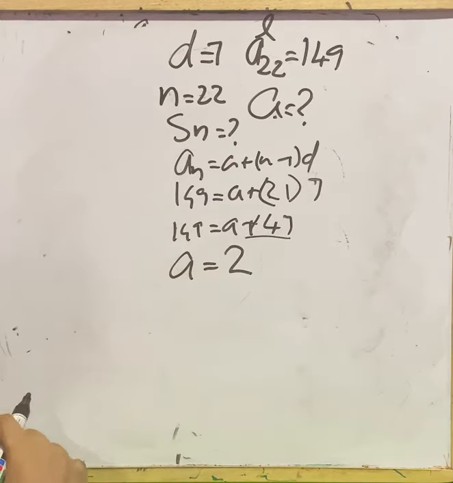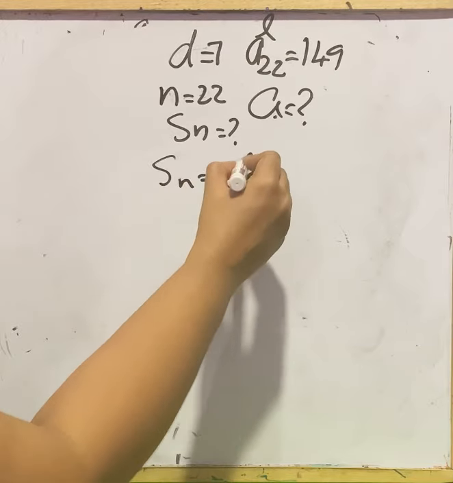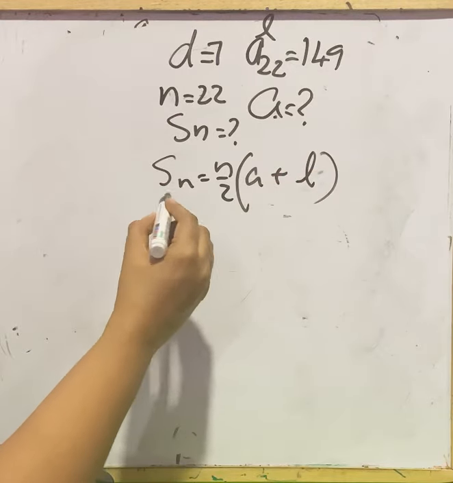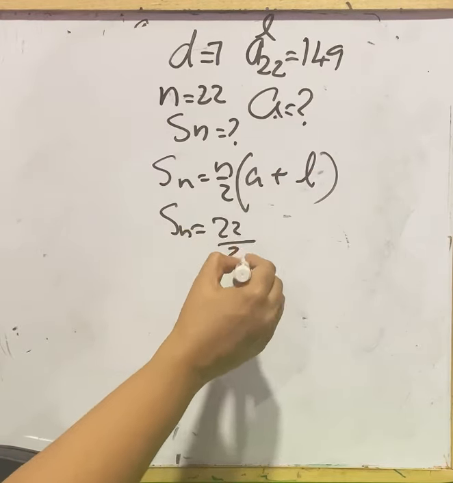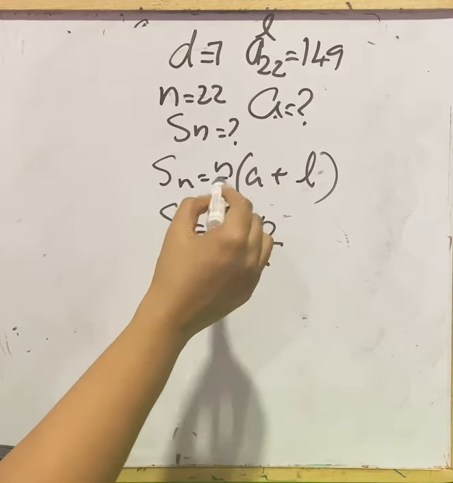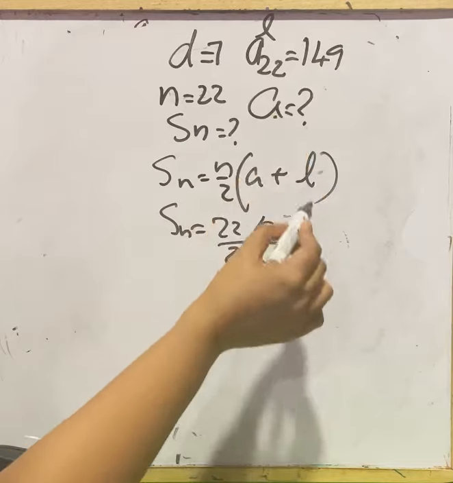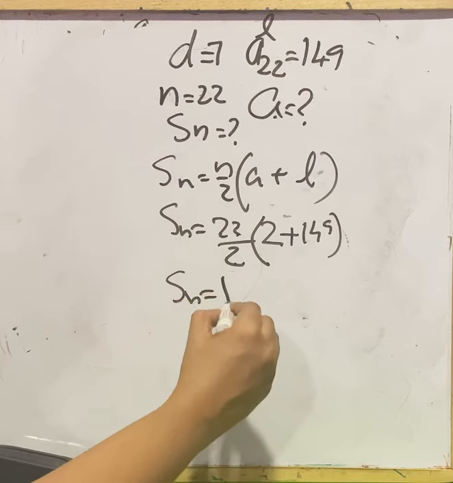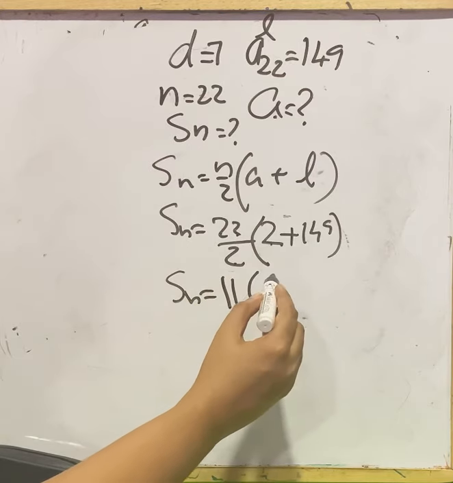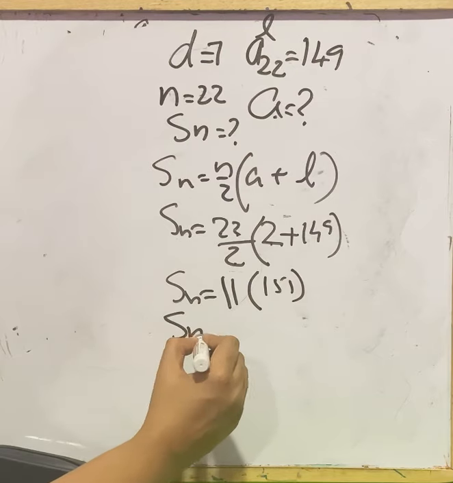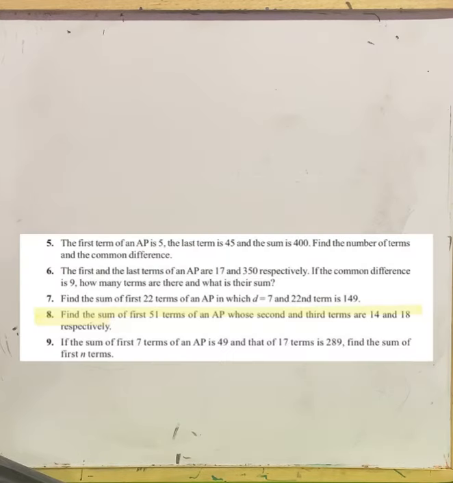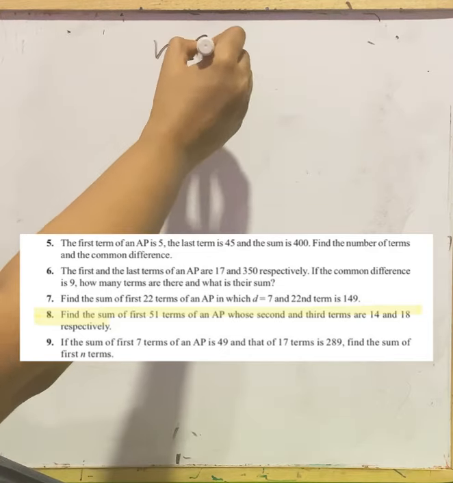Now you can find the sum. Sn equal to n by 2 into (A plus An), or L, that is the last term. Sn equal to n is 22 by 2, A is 2, we got A equal to 2 here, plus L, the last term is 149. So Sn equal to 22 divided by 2 is 11 into (2 plus 149), 151. So the sum is 11 into 151, that is 1661. This is the sum.